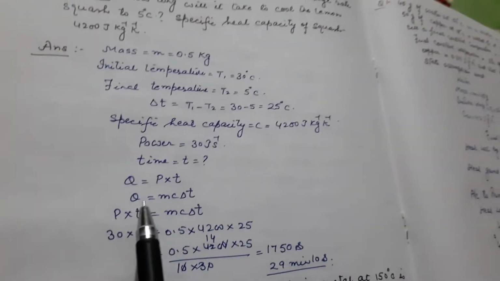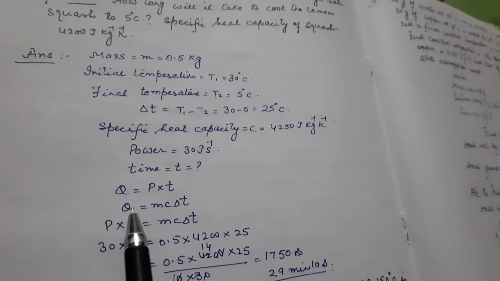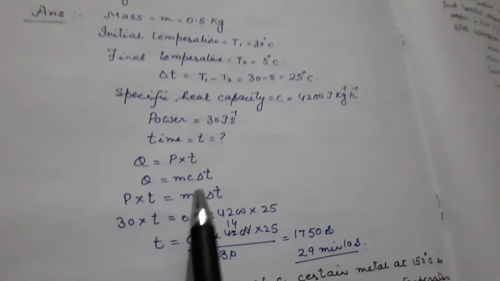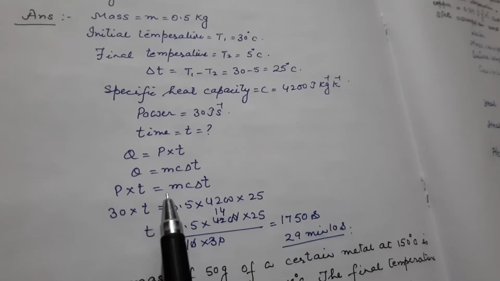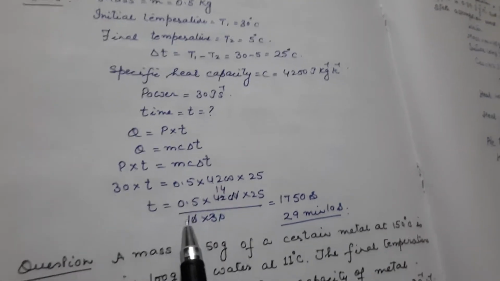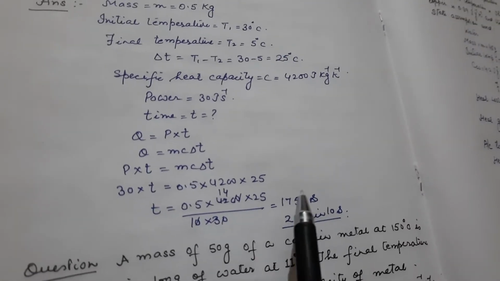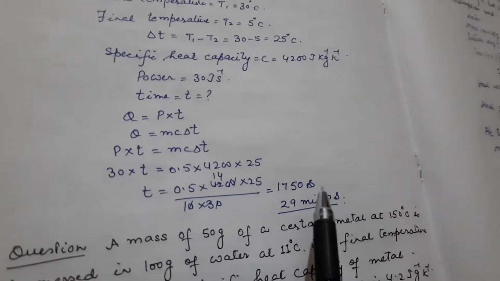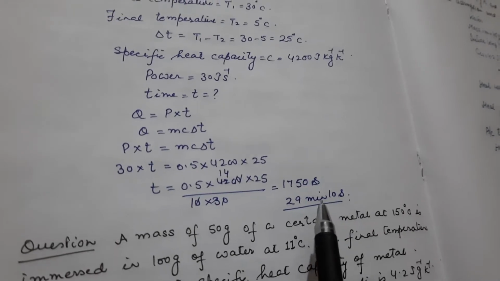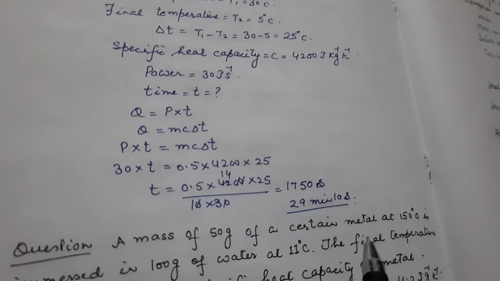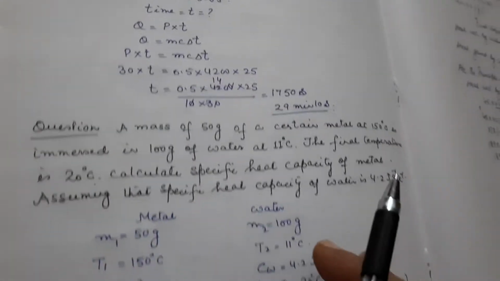So here the formula Q is equal to MC delta T, but moreover Q is here P into T. In short, the formula will become P into T is equal to MC delta T. So we will find out the T. T will come in seconds because the unit of time is second. But if required, you can convert into minutes by dividing by 60.